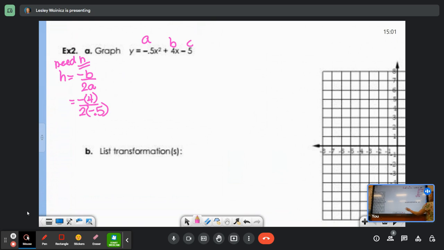So what is negative 4 divided by 2 times negative 0.5? Okay, what's 2 times negative 0.5? Negative 1. What's negative 4 divided by negative 1? 4.